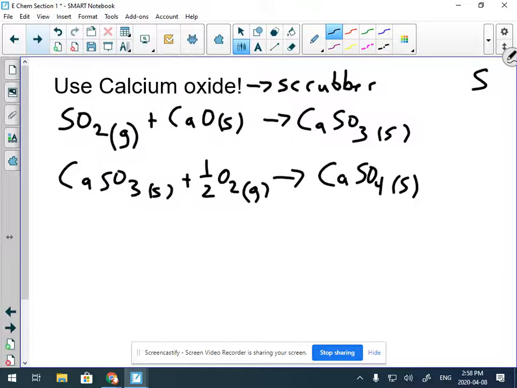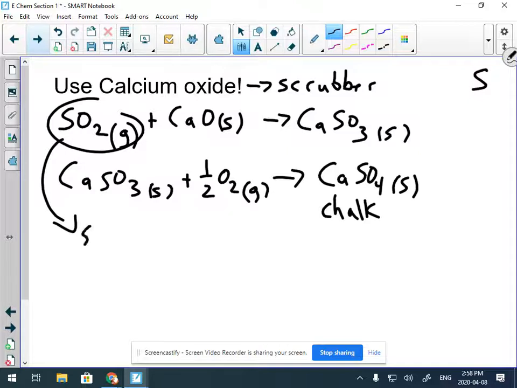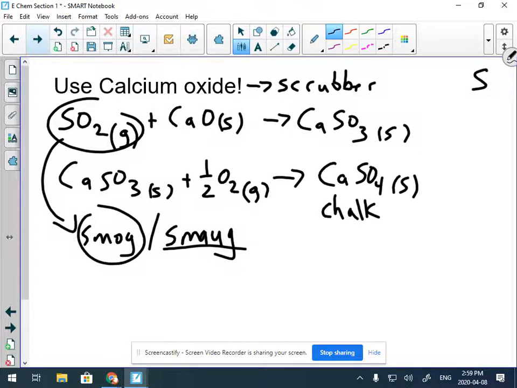And what's calcium sulfate? Calcium sulfate is chalk. It's actually a usable byproduct. So we can take this harmful pollutant, which causes smog. Now, this isn't this smog. He's from Lord of the Rings, okay? That's the guy that Bilbo fought, okay? This is the smog, the haze that hangs in the air. So we can take that, and by adding this special chemical, make a usable byproduct.